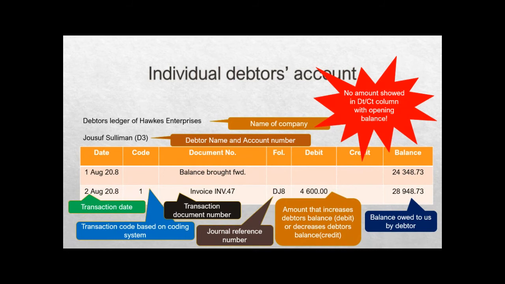Again, just remember that there should be nothing under the debit and credit column for your balance brought forward or your balance brought down, because that is just the opening balance. It is not a physical transaction.